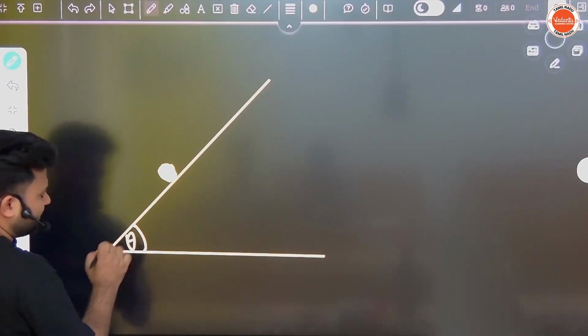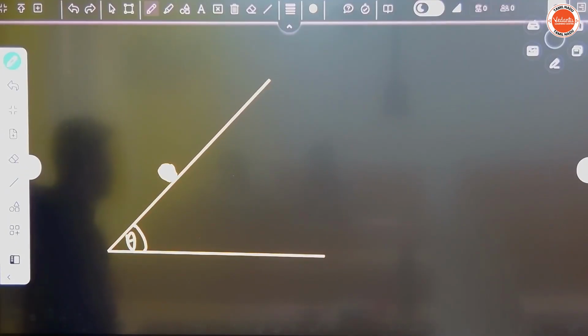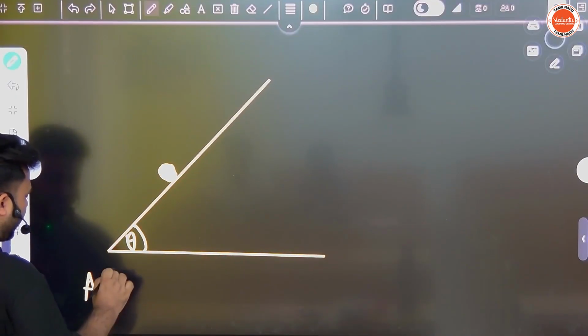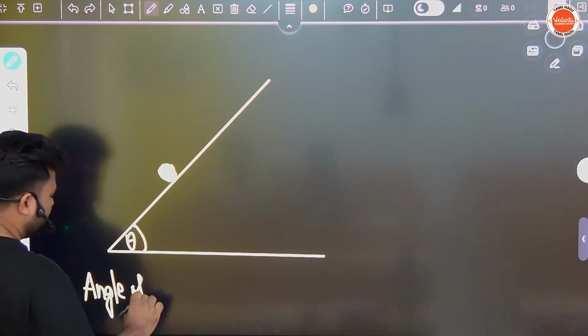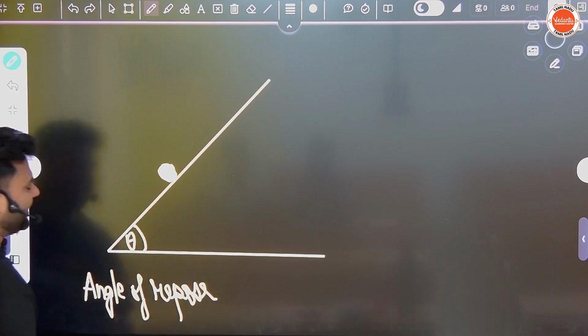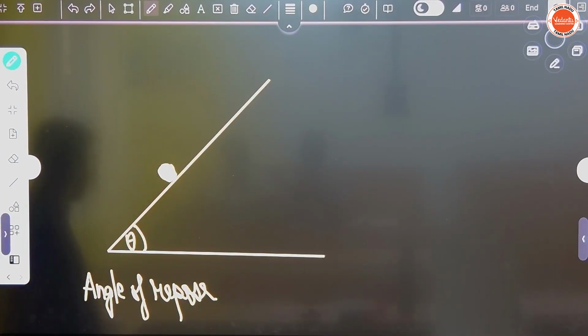So this theta, till which the ball remains at rest, is called the angle of repose. That is the maximum angle so that the ball does not slide down. We have to find this angle.